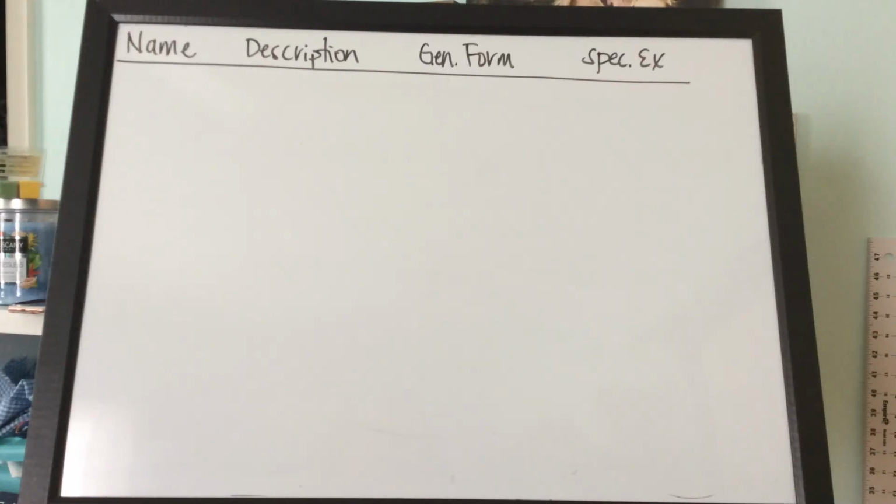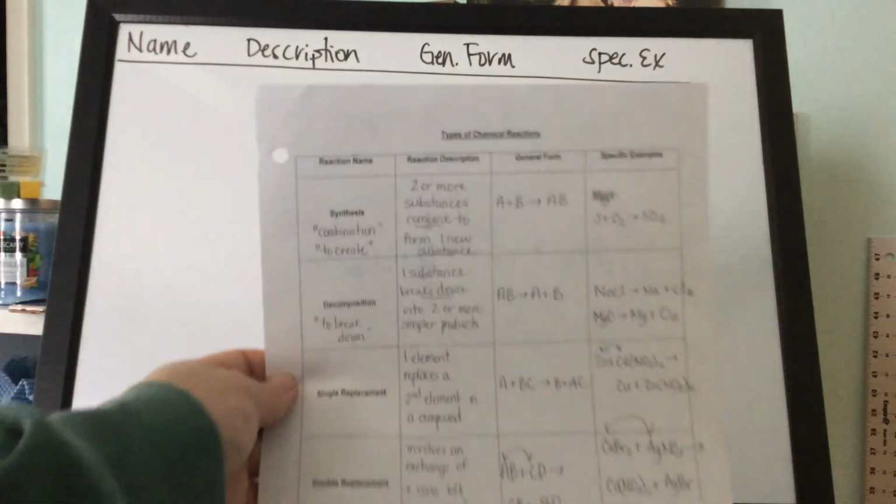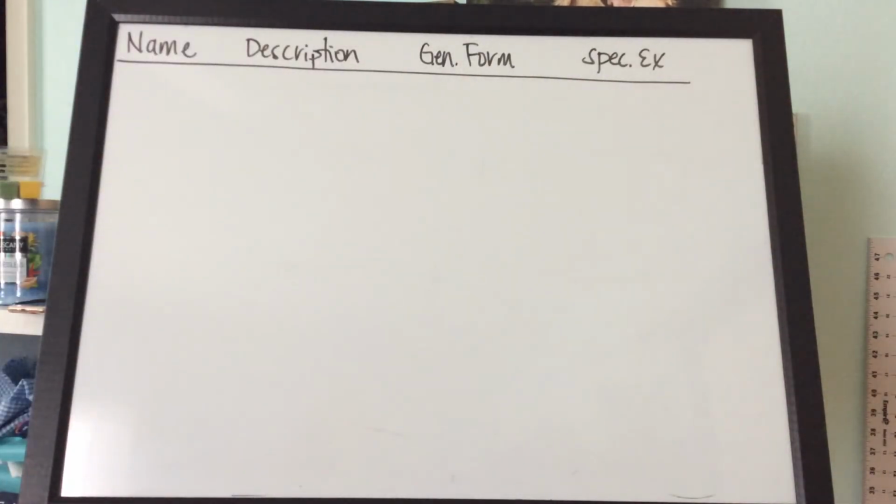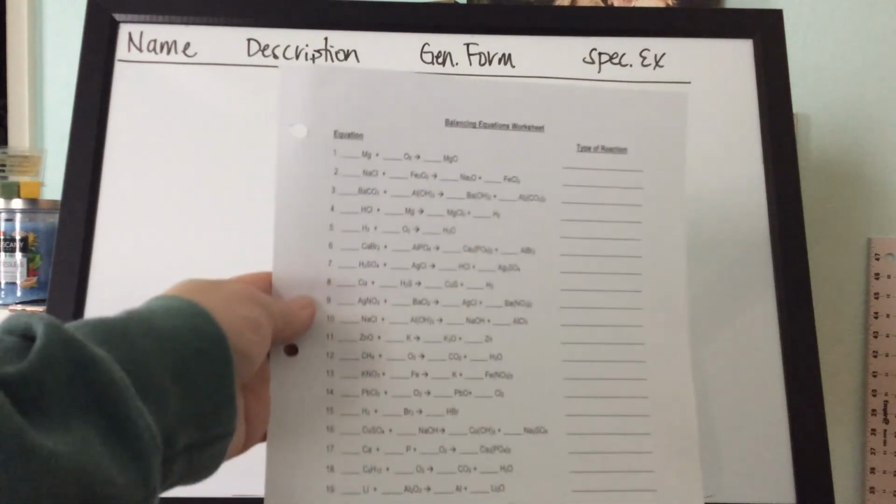Alright, this video is on the 5 types of chemical reactions. We'll be working off of a page that looks like this. It's like a chart. And then at the end of this video, we'll also do a little bit of practice, and it looks like this.